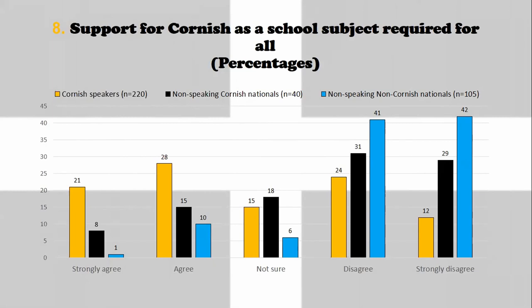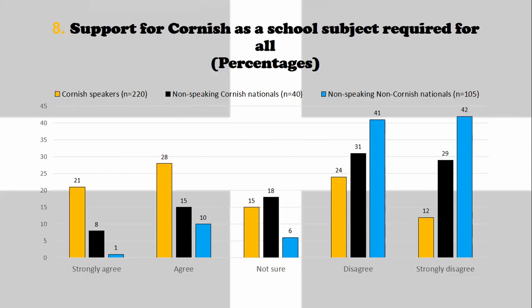So we see that although half of the Cornish speakers say that they are in favor of this proposal, most Cornish nationals, like 60%, and most non-Cornish nationals, like 83%, show their rejection to this point. This, however, does not mean a total rejection. One of the participants told me that she had nothing against promoting Cornish as a choice in schools, which may be an indication of the appropriate policy to follow regarding this point.